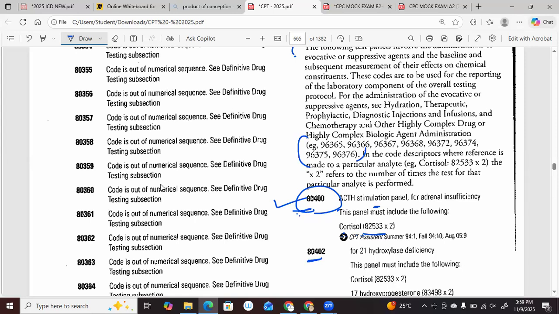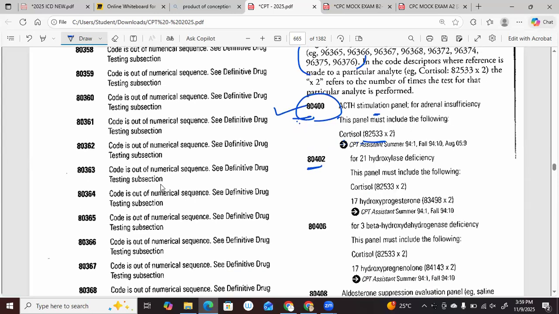Next code is 80402. This is also for the ACTH stimulation panel. In this, we are using cortisol as well as hydroxyprogesterone. If with the cortisol, 17-hydroxyprogesterone is reviewed, we are going to use 80402.